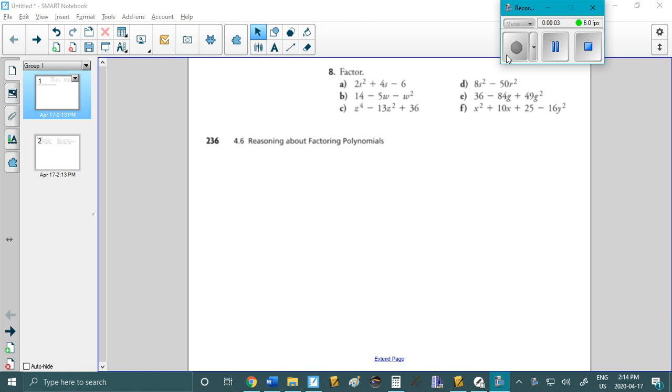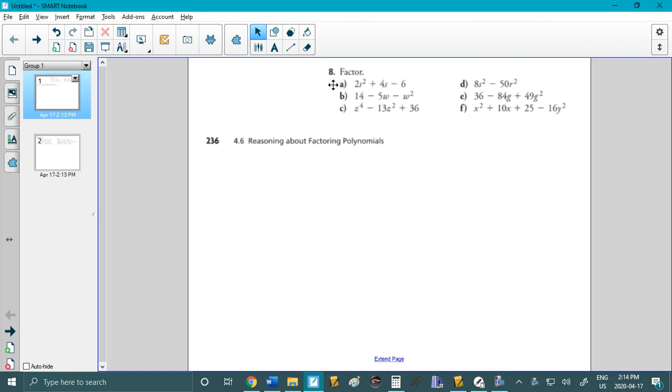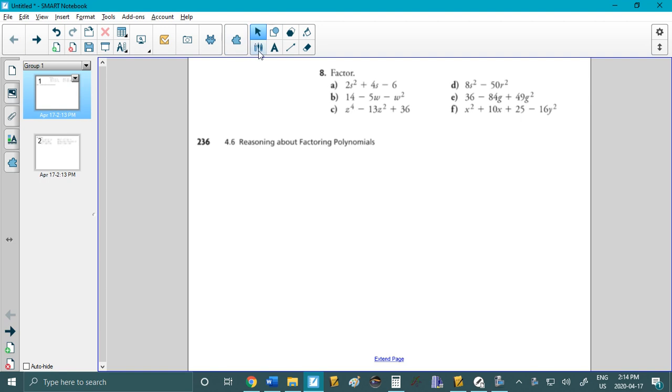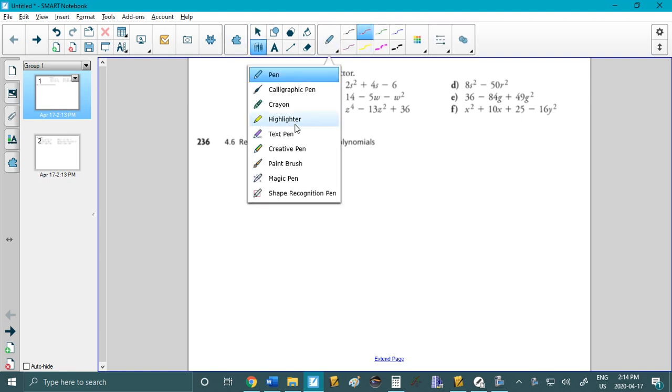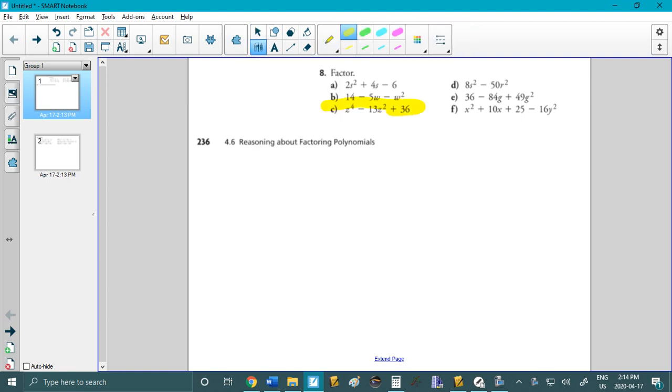Hi folks, I just had a couple of homework questions that I'm going to go over here. They're on page 236 and 237. The first one is 8C.